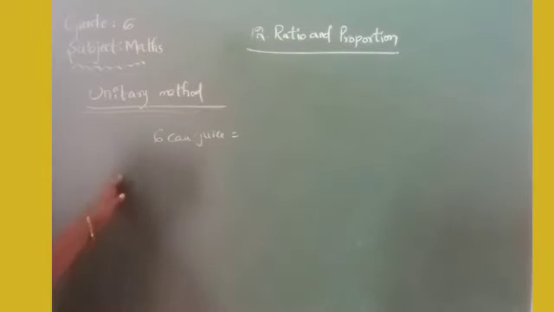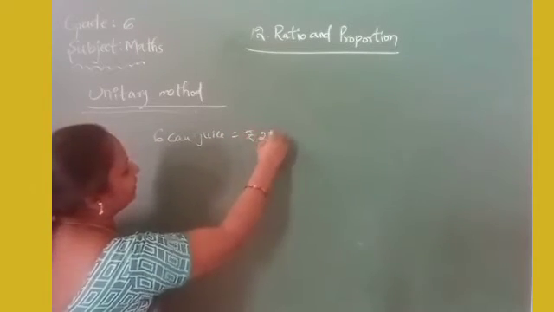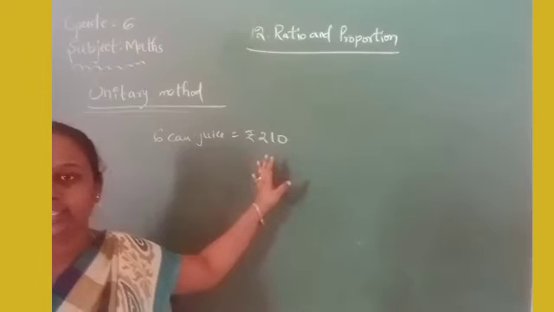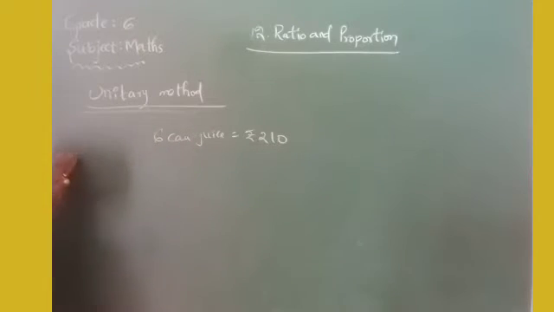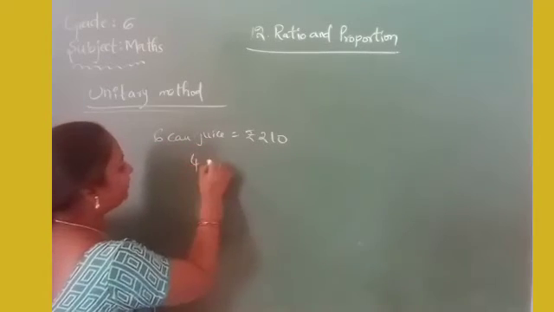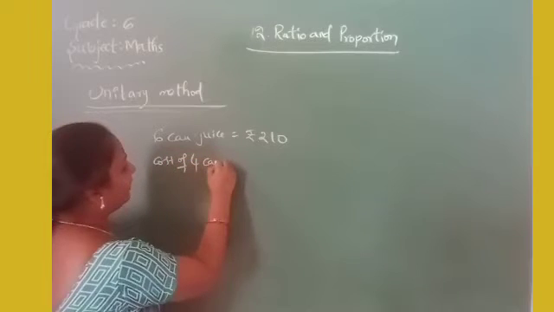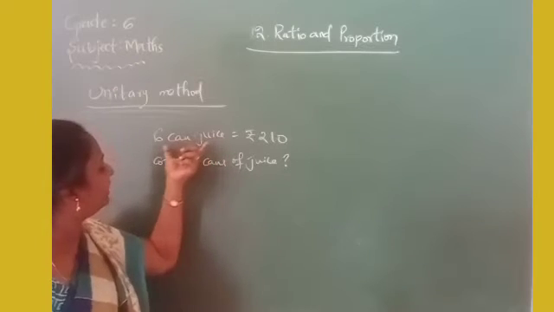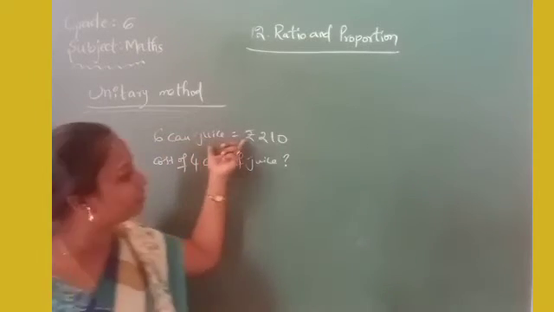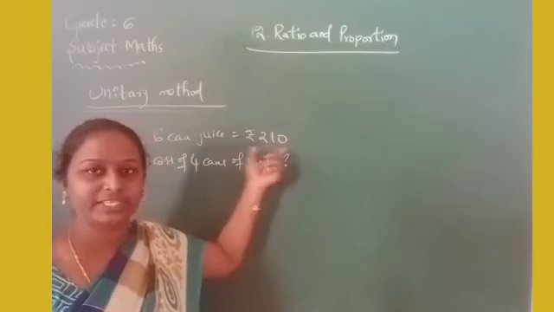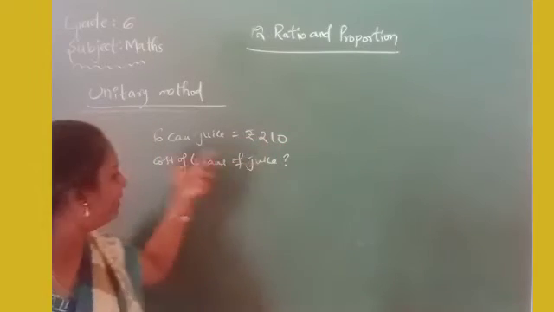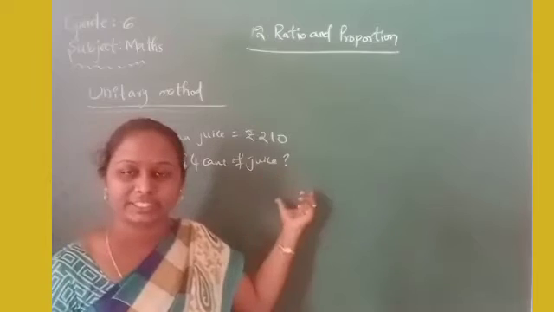6 cans of juice is 210 rupees. Okay. So the cost of 6 cans of juice is how much? 210 rupees. Then what will be the cost of 4 cans of juice? Remember, 6 cans of juice cost 210 rupees. Then what will be the cost of 4 cans of juice?